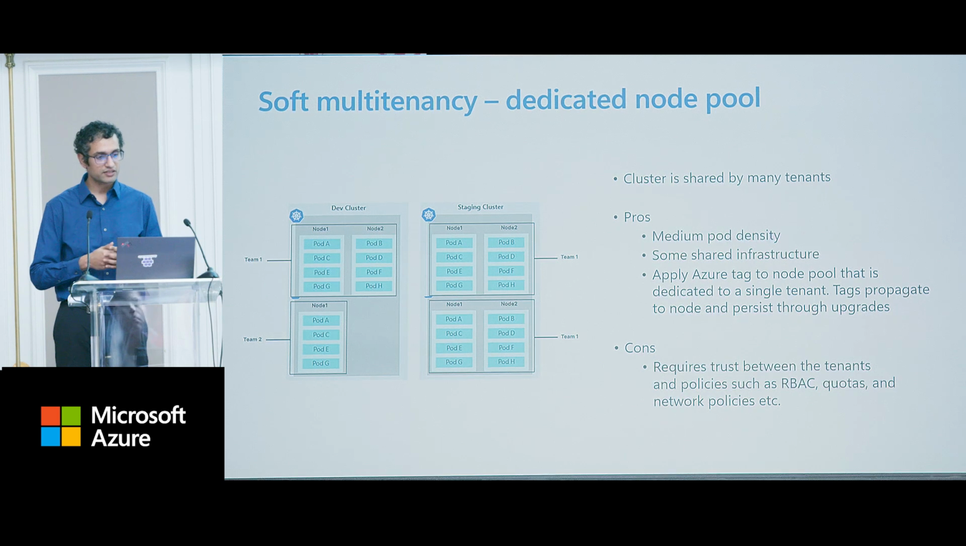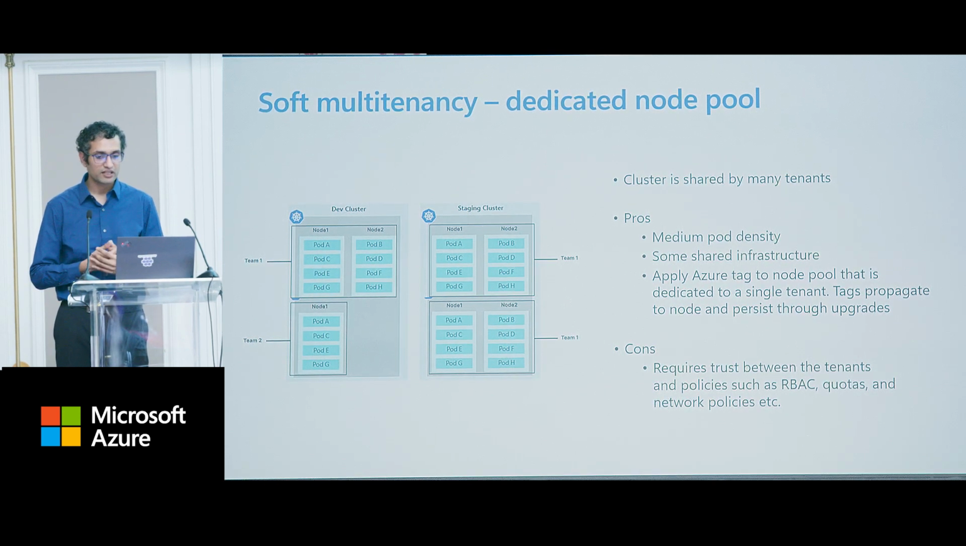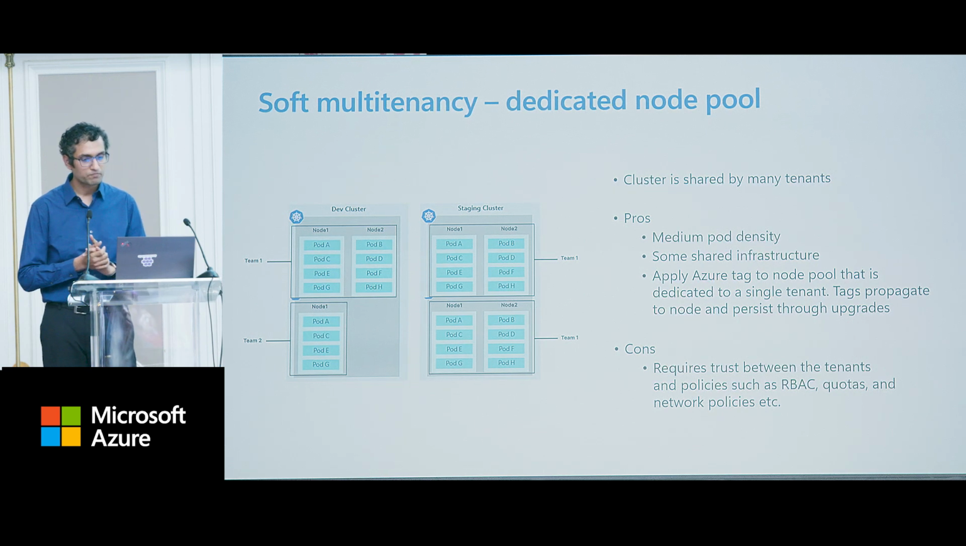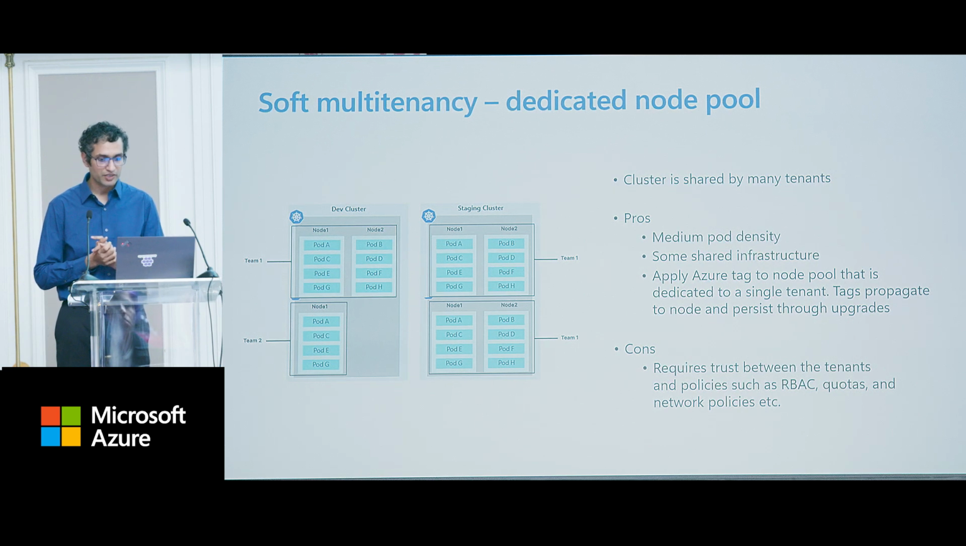The other model is dedicated node pool soft multi-tenancy. This one has one node pool per team, as you can see in the diagram. The pros are medium pod density, and you can apply Azure tags to the node pool, which propagate to the node and persist. The cons are requiring trust between tenants, and policies such as RBAC, quotas, and network policies, some of which we saw earlier in the day.